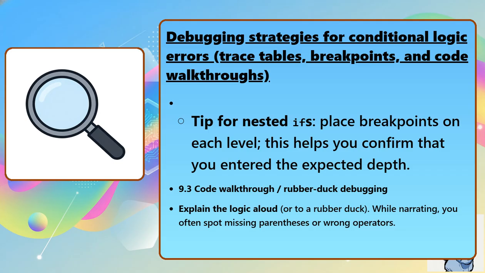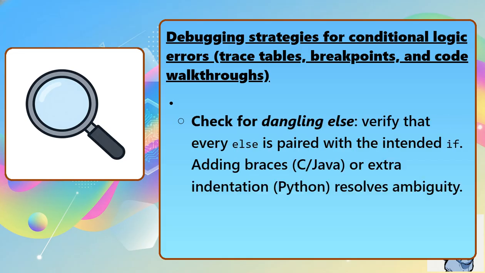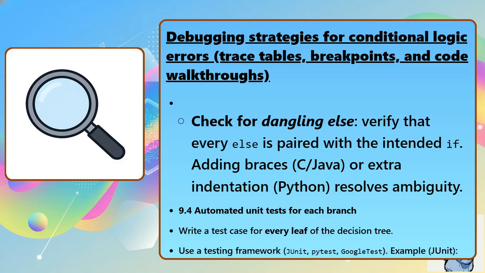9.3 Code walkthrough, rubber duck debugging. Explain the logic aloud or to a rubber duck. While narrating, you often spot missing parentheses or wrong operators. Write pseudocode first: a plain English description of each decision, then translate to code. Check for dangling else. Verify that every else is paired with the intended if. Adding braces in C or Java, or extra indentation in Python, resolves ambiguity.